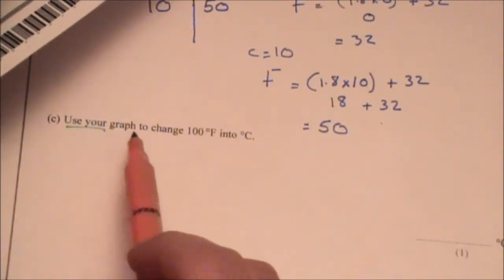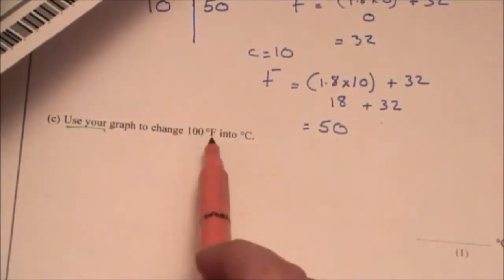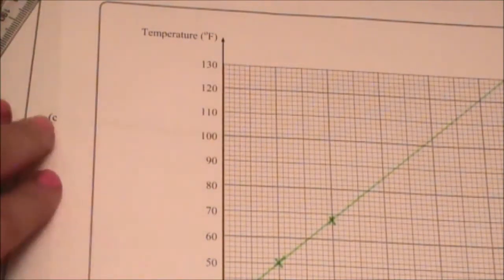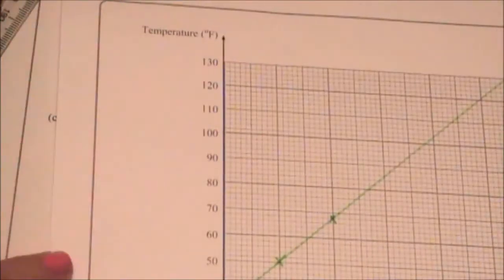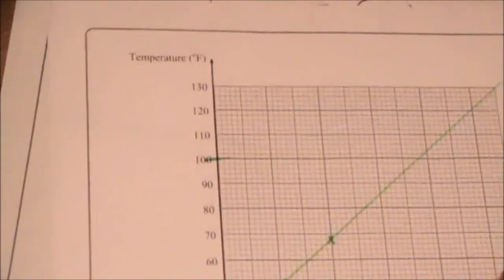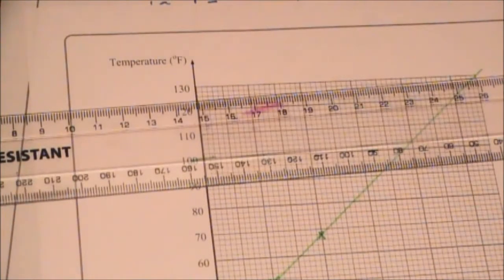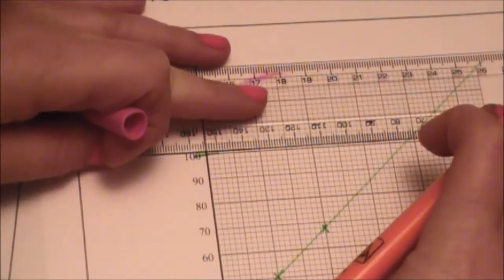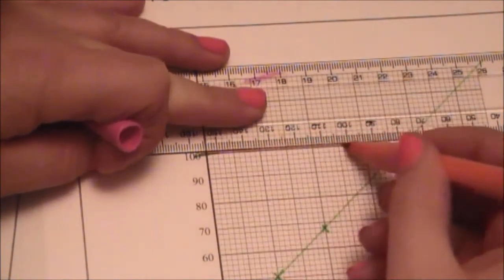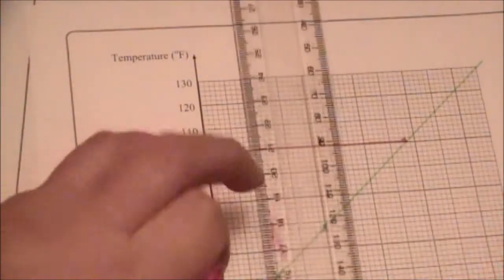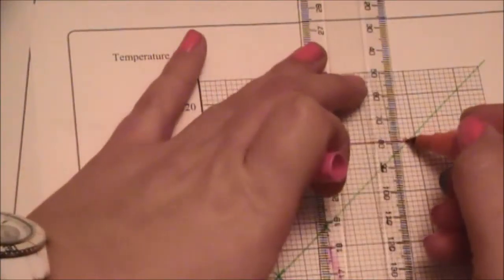So use your graph to change 100 degrees Fahrenheit into centigrade. So I'm going from Fahrenheit to centigrade. So I need to go from 100 degrees Fahrenheit, which is there. So I'm going to, in a different colour, read across from my Fahrenheit to my conversion graph line, and then I'm going to bounce that down and work out what that is in centigrade.